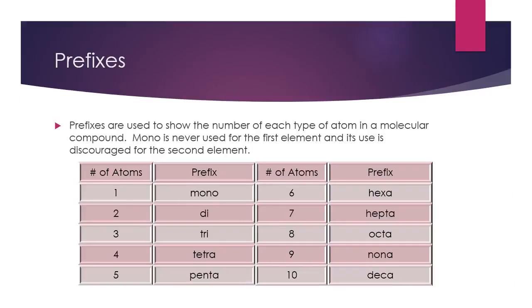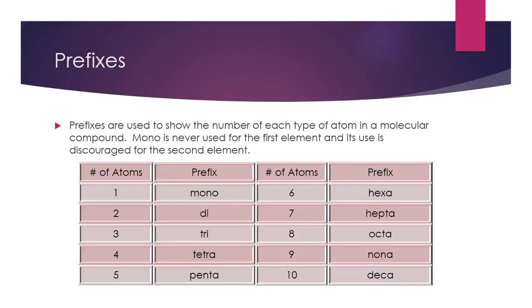We use prefixes to show the number of each type of atom in a molecular compound. Mono is never used for the first element, and its use is discouraged for the second element. You will find, though, that many of us still slip up and say carbon monoxide for the molecule CO. If you have one of each type of atom, as I said above, you don't use mono. We just don't use any prefix.